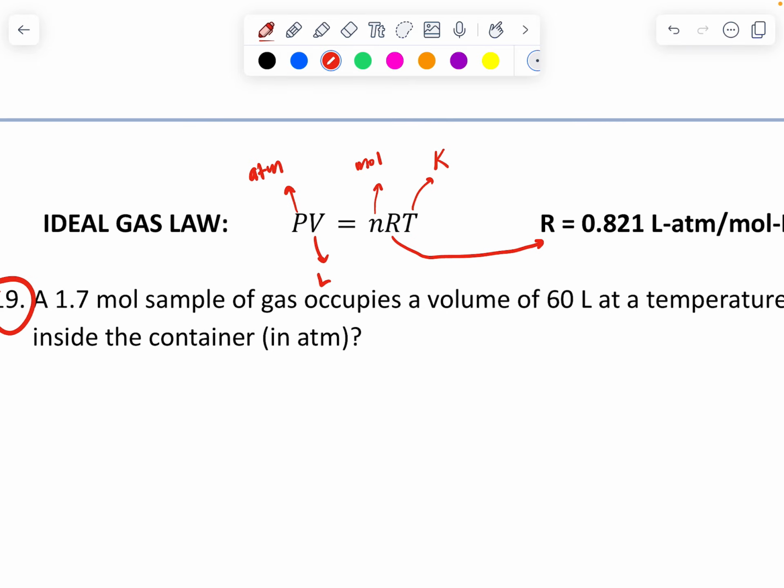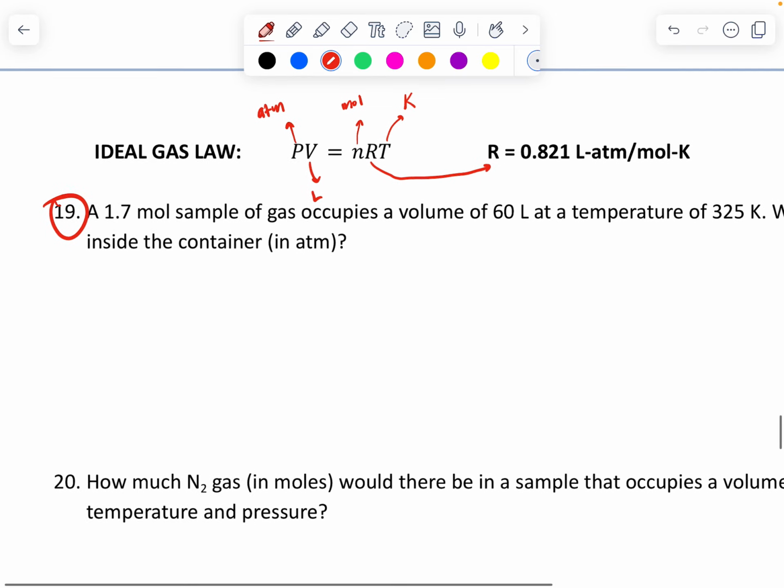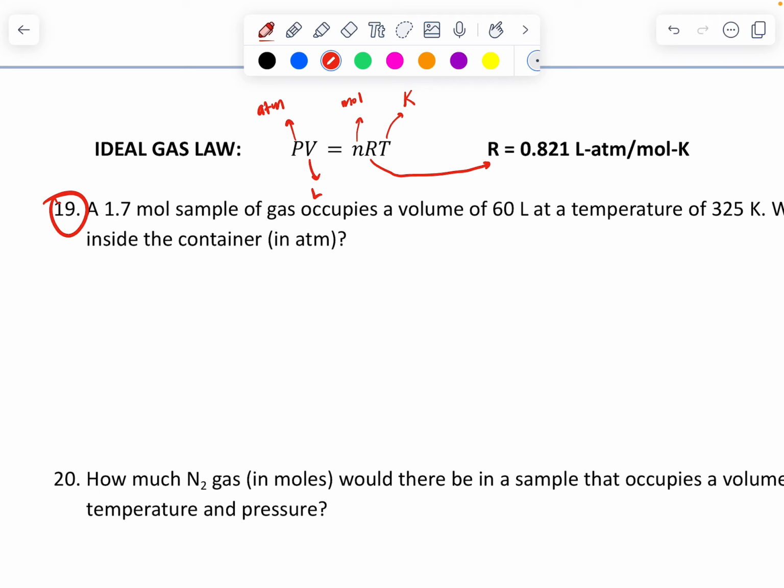All right. Okay, so with that in mind, let's go ahead and do some of these questions now. 19. 1.7 mole. Okay, right off the bat, I know what mole is. Boom. Easy.